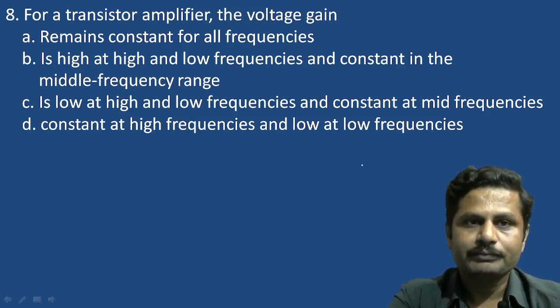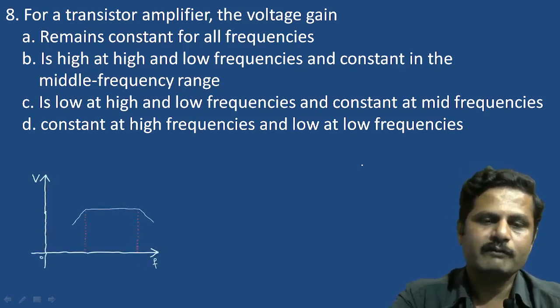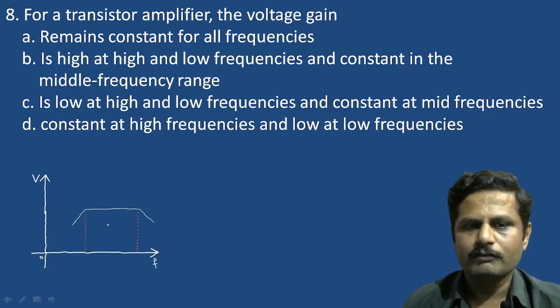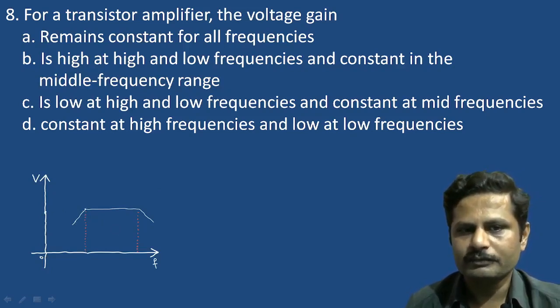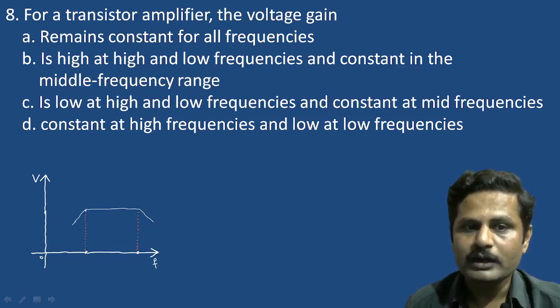When we look at the frequency response curve of a transistor amplifier, we get a curve like this. By this graph, we can say that the voltage gain is constant in the middle frequency range. The voltage gain is less at low frequency and also less at high frequency. That means whenever the frequency is low or high, the voltage gain is less, and it is constant only in the middle frequency range.